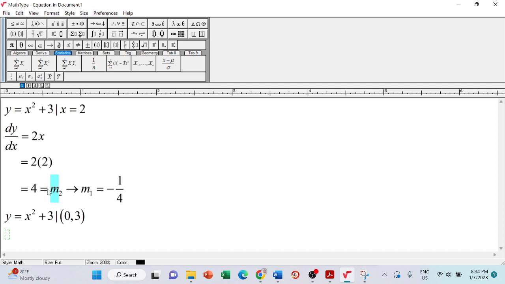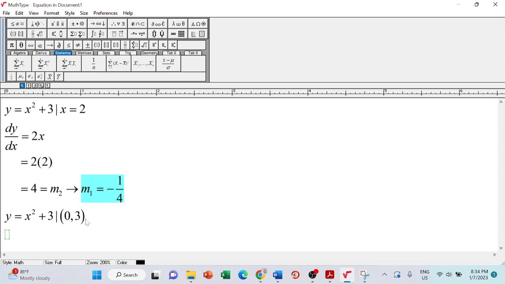Okay, so see, this is equation y sama dengan x kuasa 2 tambah 3. So tadi kita cari gradient dulu. Gradient untuk tangent equation, kita dapat gradient equation dulu y' = 2x. And then bila ganti x sama dengan 2, kita dapat gradient dia sama dengan 4. So this is gradient untuk you punya tangent line equation. So untuk normal equation kita dapat m1 ialah negatif 1/4.